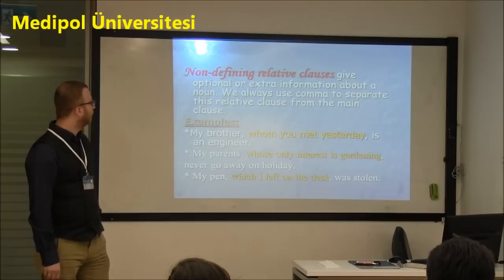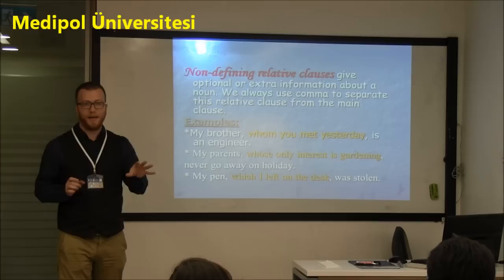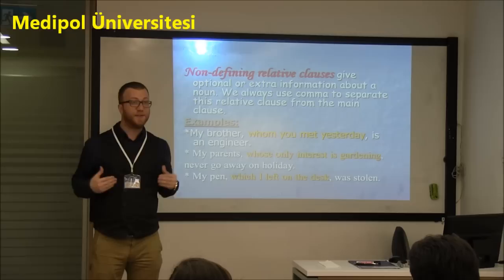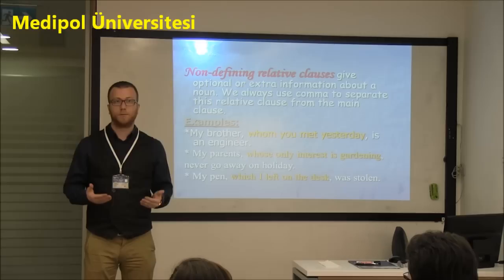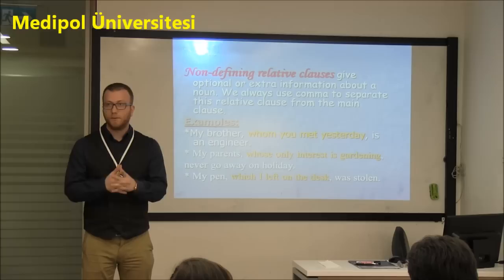Non-defining relative clauses give optional or extra information about the noun. We always use a comma to separate the relative clause from the main clause. So we have the main clause and the subordinate clause, and we are giving extra information or further knowledge about the well-known or familiar noun or subject. We combine them, but don't forget, we separate the sentence using a comma.